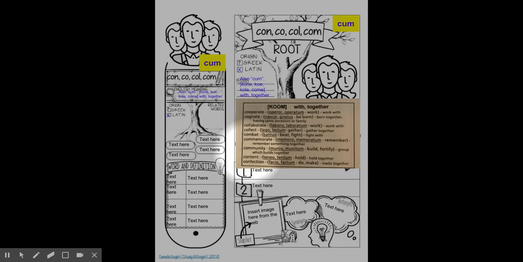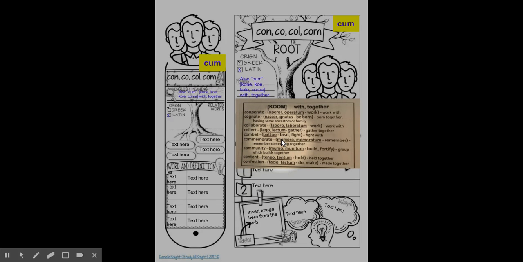Let's look at the word collect. So col meaning with or together, and lego or lectum means to gather. So to collect means with gathering or gather together. Collect your thoughts, collect your toys. Combat. Batuo means to beat or fight, right? So com is with, so we're fighting with something or someone. We are in combat.